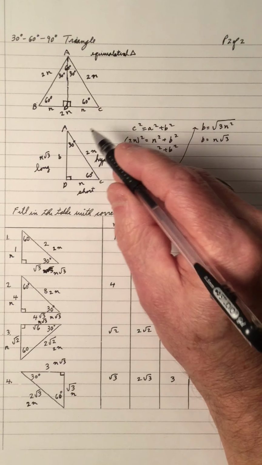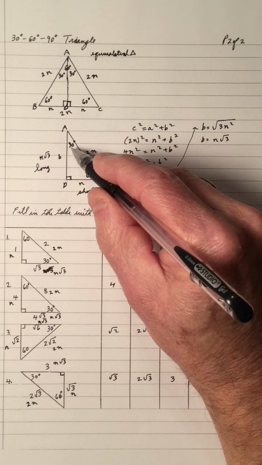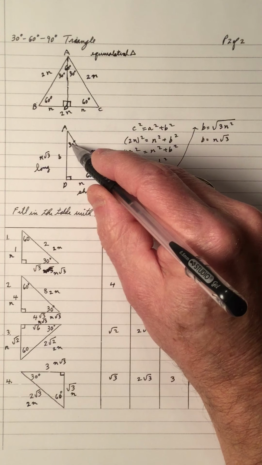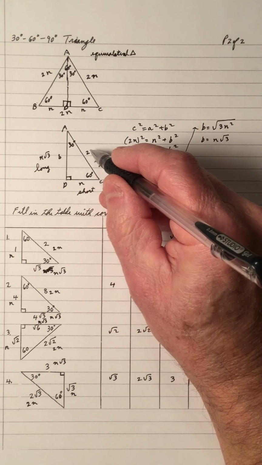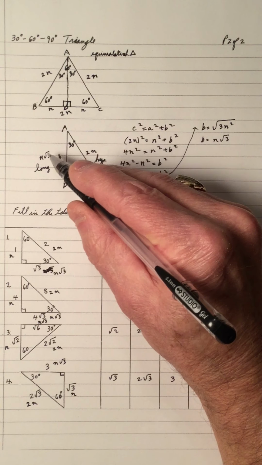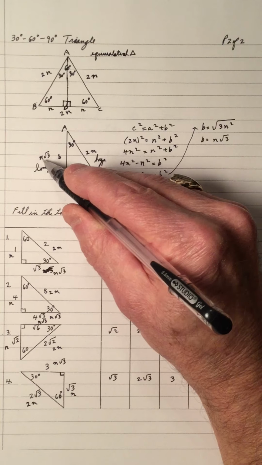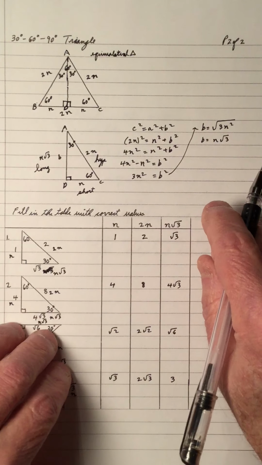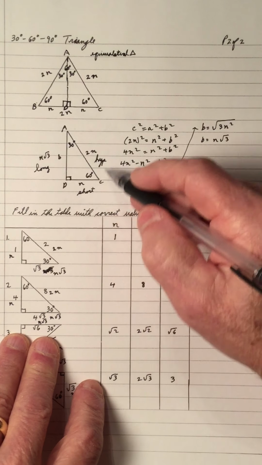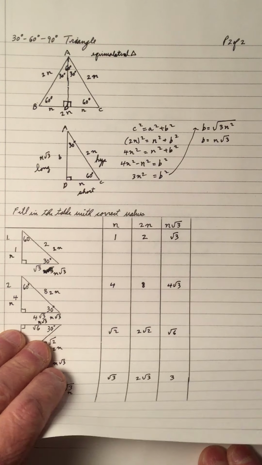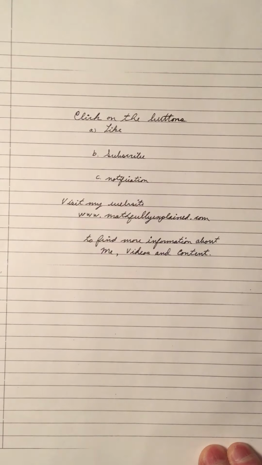When I write it down, and when I draw it, I look for 30 and put n across. I look for 90 and put 2n, the hypotenuse, which is twice n, and the long leg is root 3 times n. It's imperative to remember this diagram. Learn it, memorize it. We're going to use it over and over.